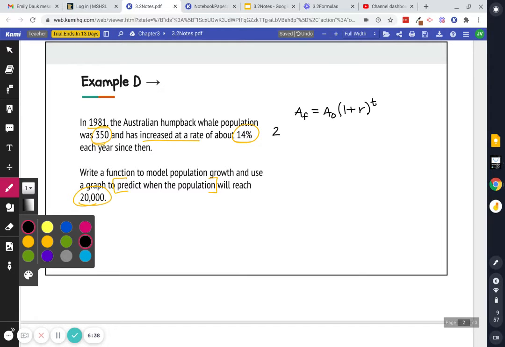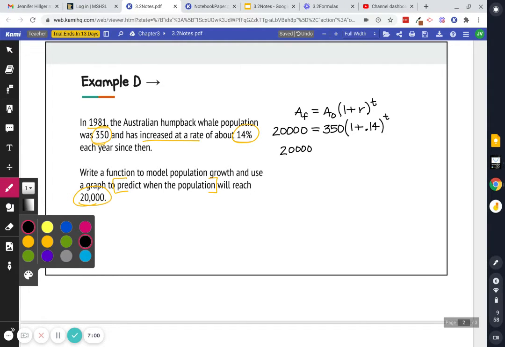We want to know when the final number of whales is 20,000 whales. That's a lot of whales. I'm sure they're not all in the same place. Initial is 350 whales. 1 plus R. They are increasing by 0.14%. And we need to solve for T.